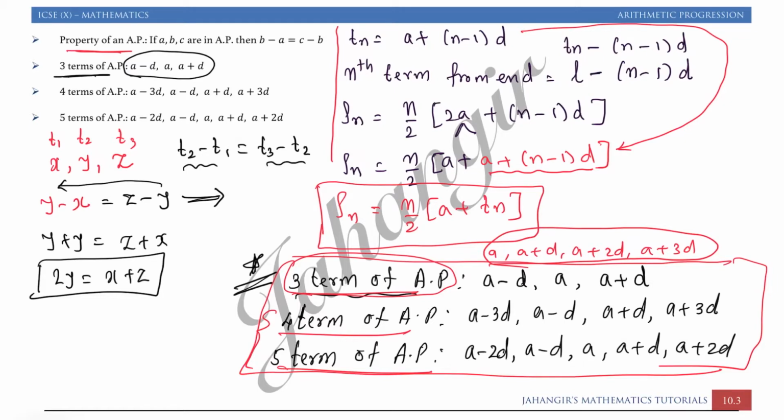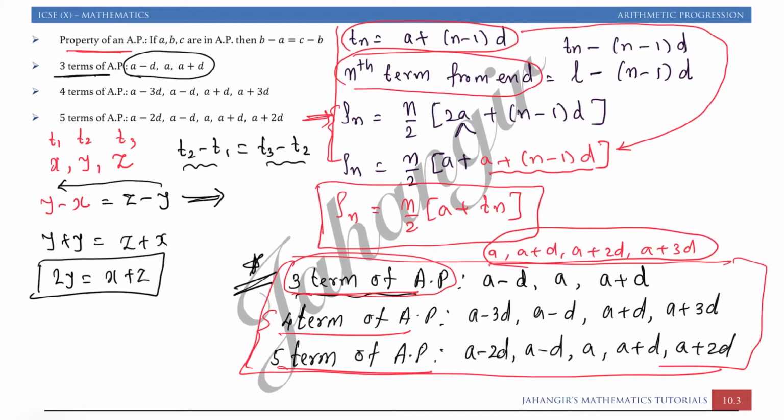Arithmetic में क्या होता है? The difference between the consecutive term is always constant. That is same. If you subtract any two consecutive term, difference will always be same. उसके लिए we can have nth term का formula, that is Tn, then nth term from the end, then sum of n term का two formulas we have. Based on first formula is simple formula and second formula you can apply when you know the last term.